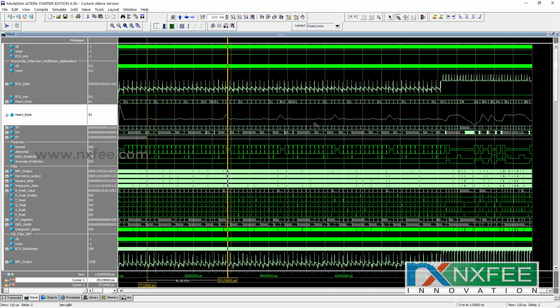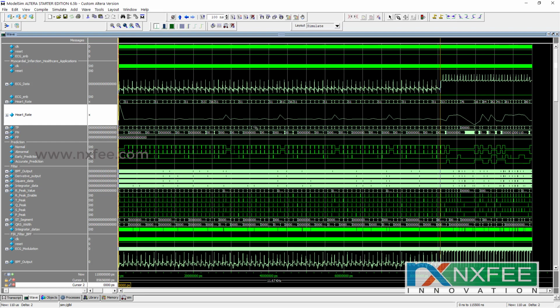Here, up to this time period, the normal ECG signals occur. Sometimes it will predict abnormal cases as the heart rate increases. For example, when the heart rate goes high, at that time it predicts abnormal cases. After this time period, the completely abnormal signal starts. At that time the early predictions will show some glitches, then provide pulses, and after that it will start the accurate predictions. So you can analyze the prediction stages.